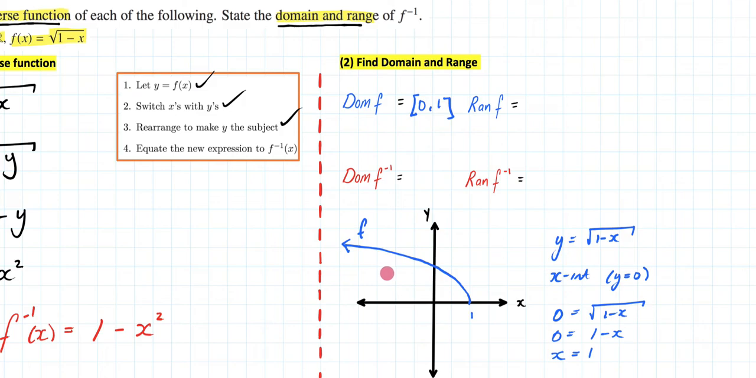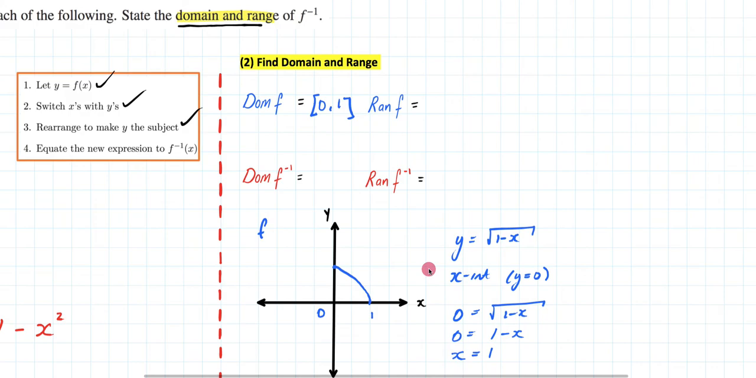Perfect. Now, my domain is restricted between 0 and 1. So here is 0, and here is 1. So it's only going to exist between here and here, which means this part of the graph isn't going to exist. To figure out what my range is going to be, I'm going to have to figure out what my y-intercept is going to be.